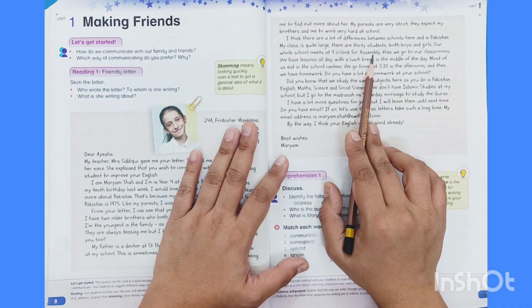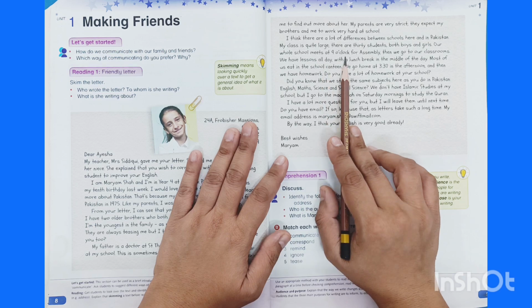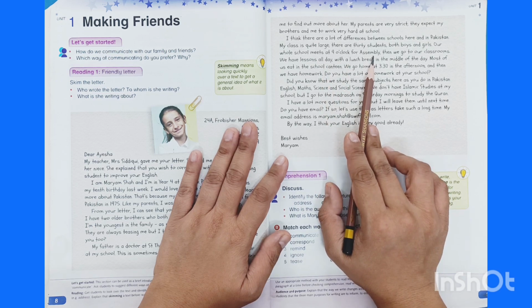So, their school starts at 9 o'clock. Every day in the morning, they meet at 9 o'clock for assembly.